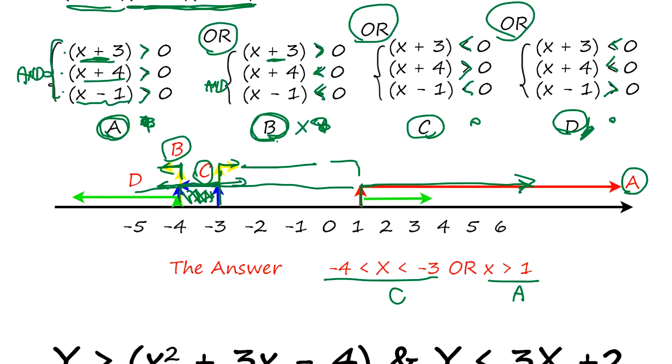Smaller than -3 and smaller than -4. So this is a subset, because this is AND, the subset wins, and larger than 1. So there's no overlap among the 3 conditions. So there's no answer for D. So the answer is this range.